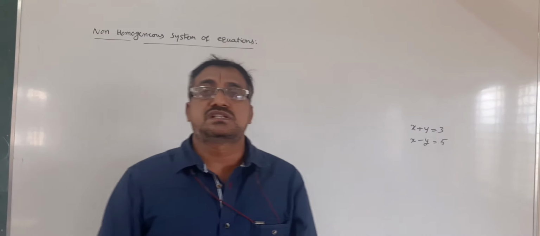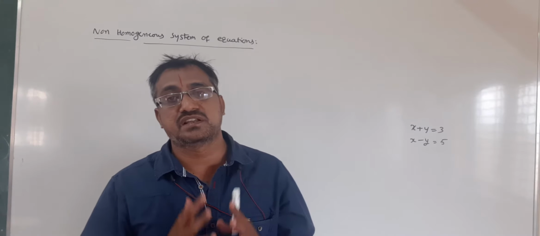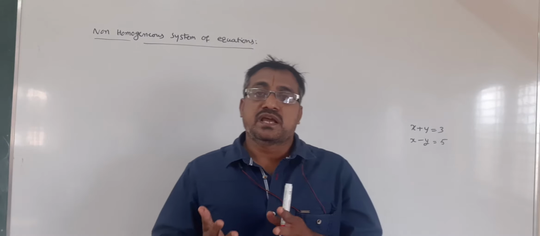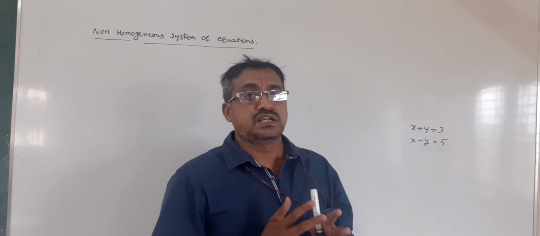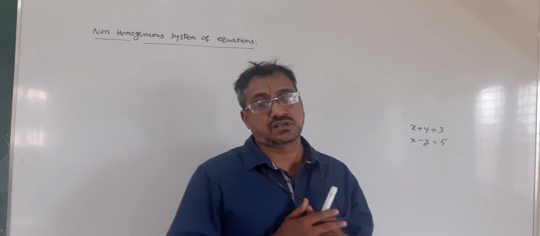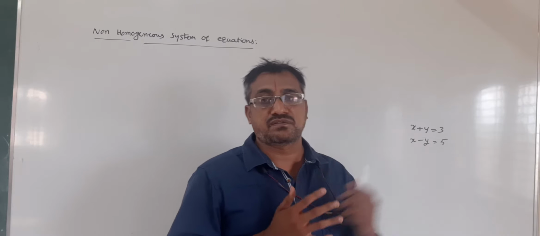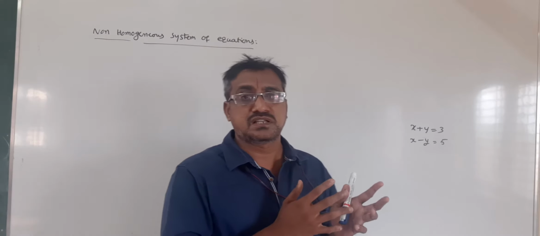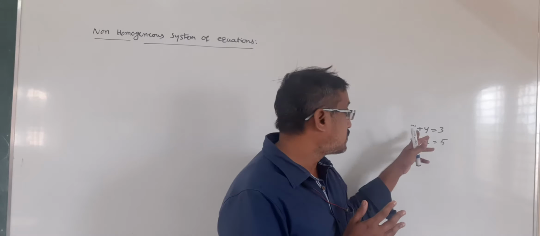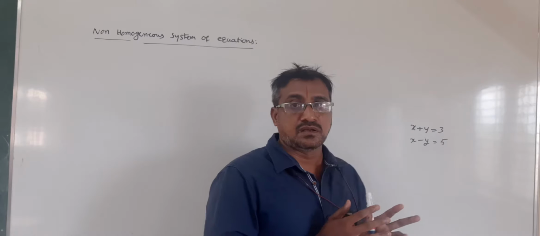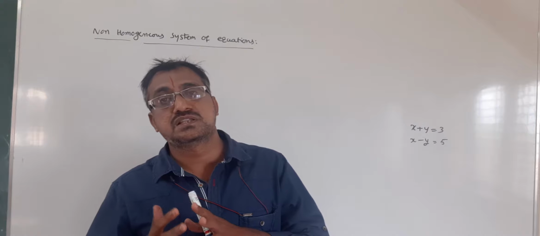Next concept is system of non-homogeneous linear equations in 3 variables. In 8th, 9th or 10th class, you must have read these types of equations and you should have solved those equations and found the values of x and y. Those equations are called linear equations in 2 variables. We have 2 variables x and y. But now we are going to discuss linear equations in 3 variables.